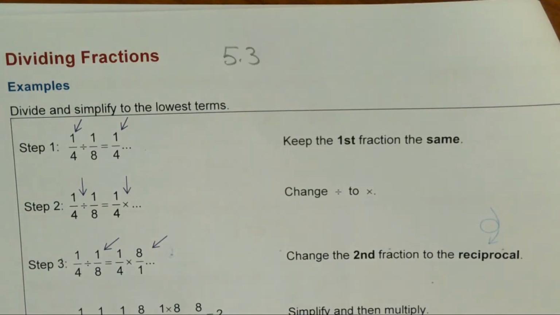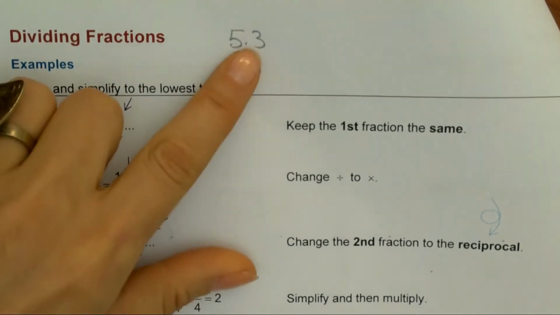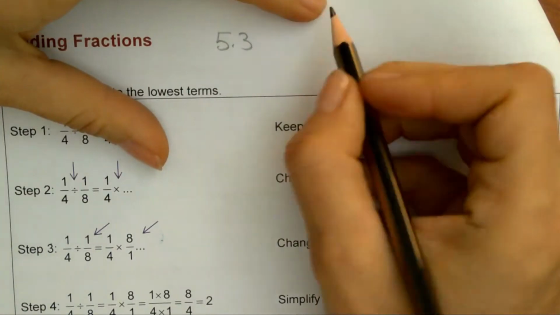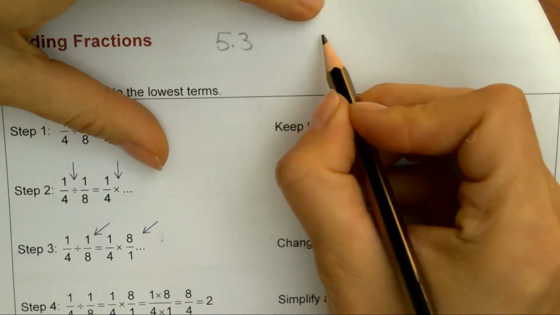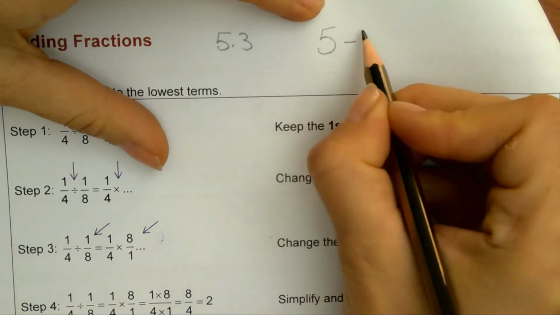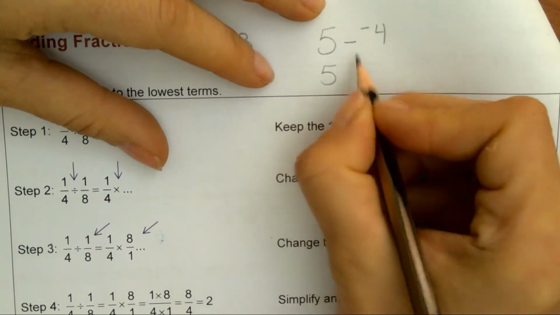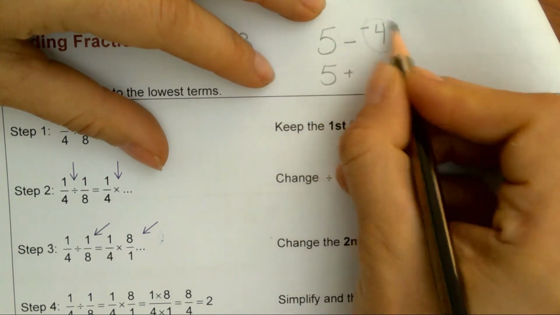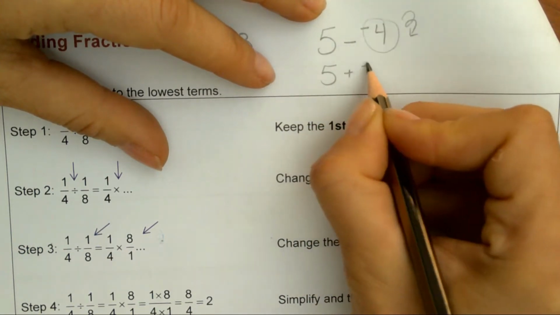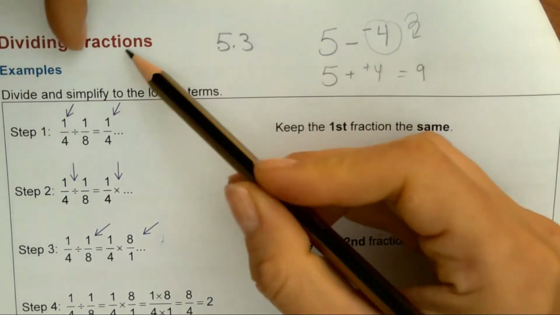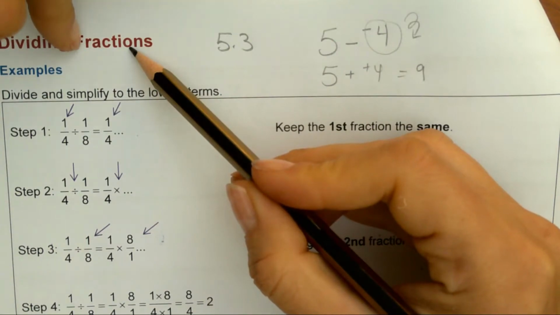So now we're doing dividing fractions, and we're still in 5.3. So remember when we were subtracting integers? Say I said 5 subtract -4. Remember, you keep the first one the same, this changes to add, and this one changes to the opposite, +4, and then it's easy, 9. Well, with dividing fractions, it's the same thing.